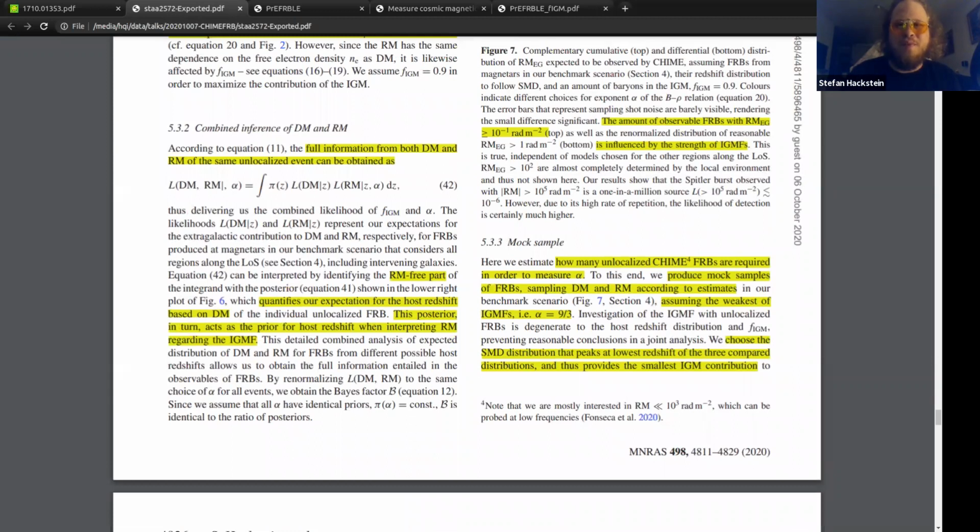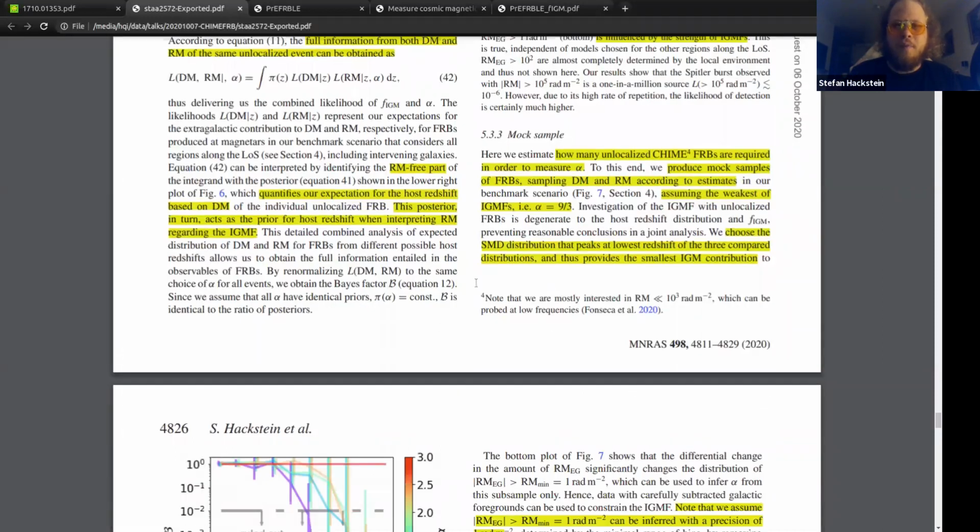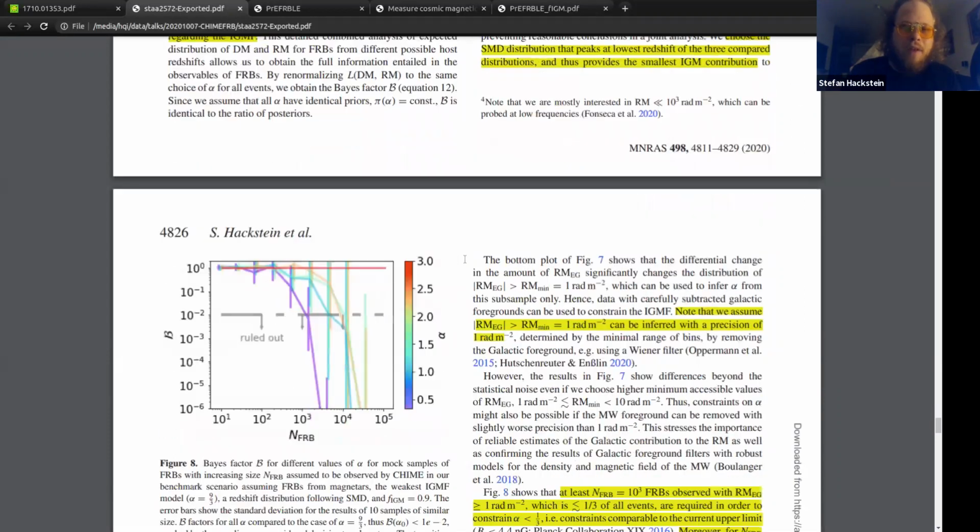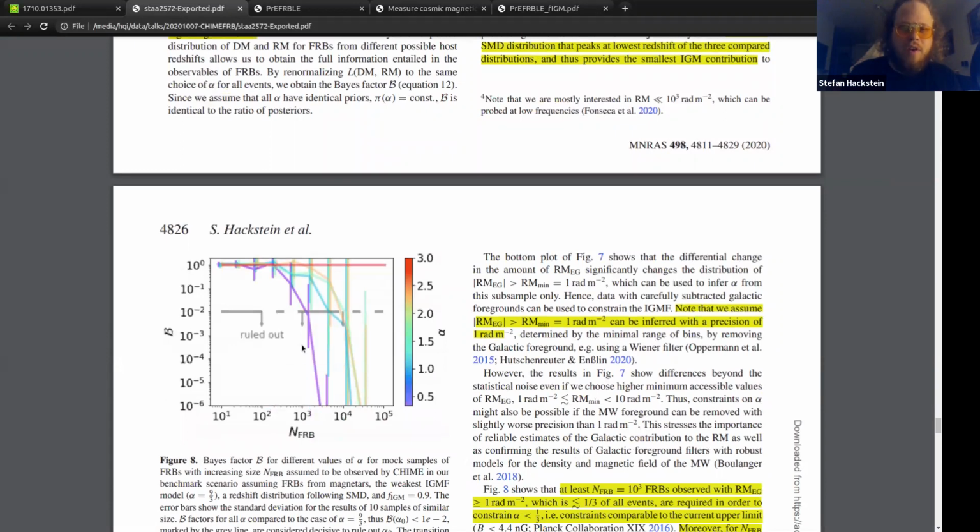So what do the fast radio bursts we have seen so far tell us about the magnetic field? Not too much, because we haven't seen enough of them. But instead we have to ask the question, how many fast radio bursts do we need to observe with CHIME in order to be able to put better limits on the intergalactic magnetic field? And so for this, we have been producing a mock sample, assuming the weakest of intergalactic magnetic fields, and try to see how many fast radio bursts do we need to see in order to rule out other values of alpha. Remember that the Bayes factor of 0.01 means that our probed value of alpha, or a probed intergalactic magnetic field model, is 100 times less likely to reproduce the data, and thus can be ruled out with 99% certainty.